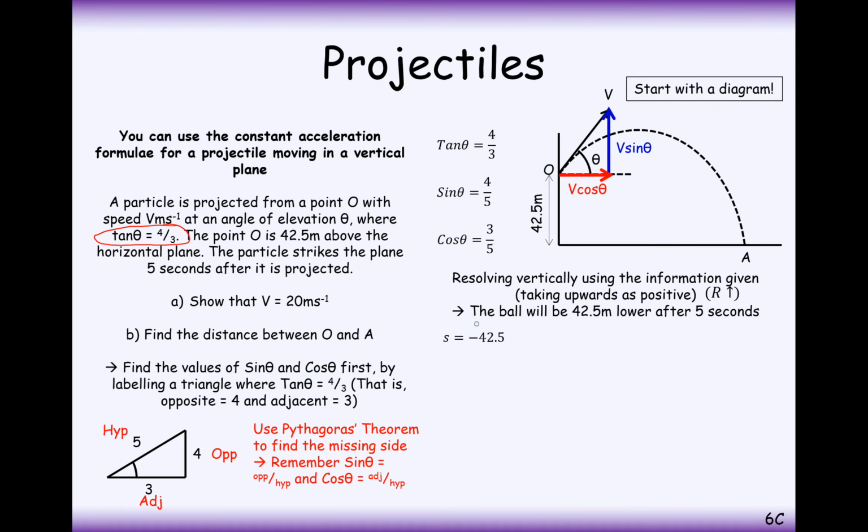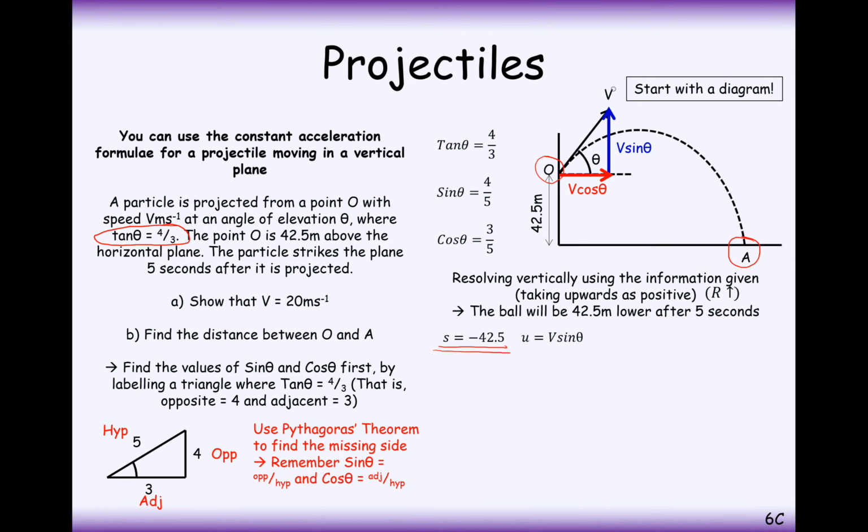So the ball starts with a distance 42.5 above the ground. So by the time it's gone from position O to position A, it's actually travelled a distance of minus 42.5 meters, because 42.5 meters is above the ground. If we want to get from O down to A, that's going to be a displacement downwards of 42.5. So that's why displacement here needs a negative 42.5 value.